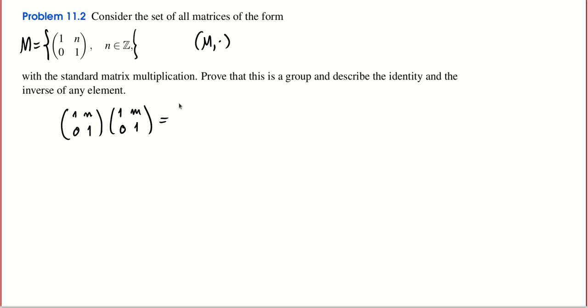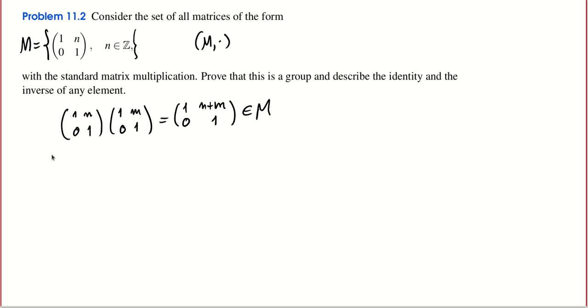If you make the matrix product of this, what it says is that we have to add these 2, and here we have 1. So what we get is another matrix in which there are 1s in the diagonal, 0 here, and here there's an integer, because if n and m are integers, this is also an integer, so this belongs to the set. So the product is closed in this set.